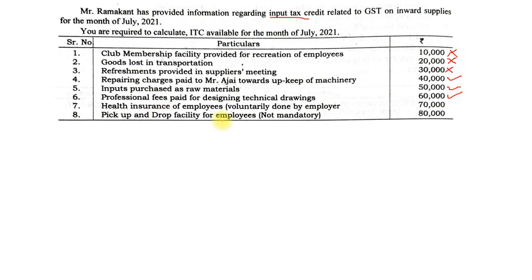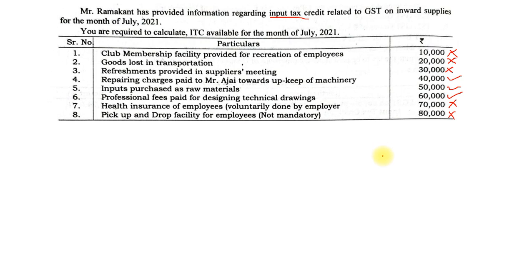Health insurance, again, it is voluntarily done by the employer. Government hasn't told you to do so. So on this, ITC cannot be availed. And pick up and drop facility for employees, again, non-mandatory, not required by government. Again, pick up and drop service, rent a car service, on all that ITC is not available. So basically, ITC was only available on these three. So 40 plus 50, 90 plus 60, 1,50,000. So 1,50,000 will be your total ITC.